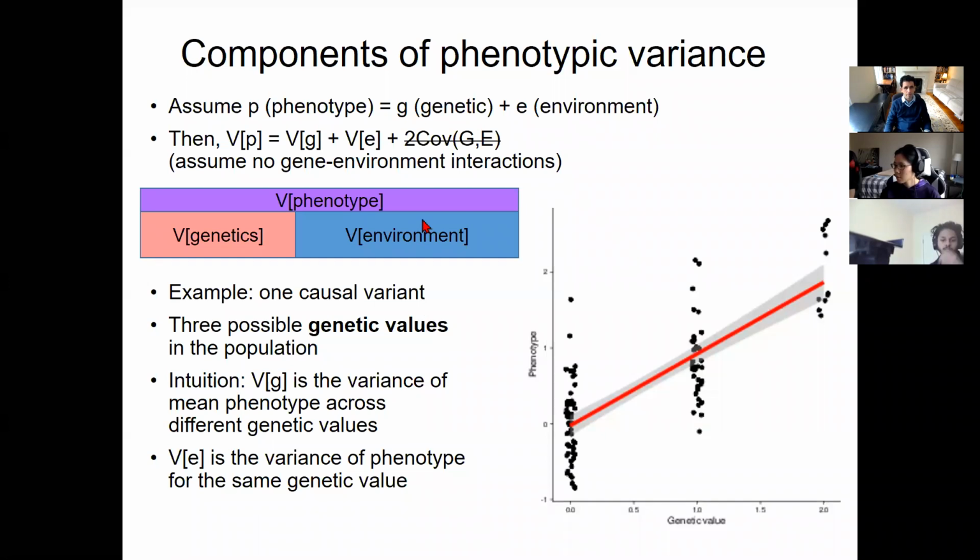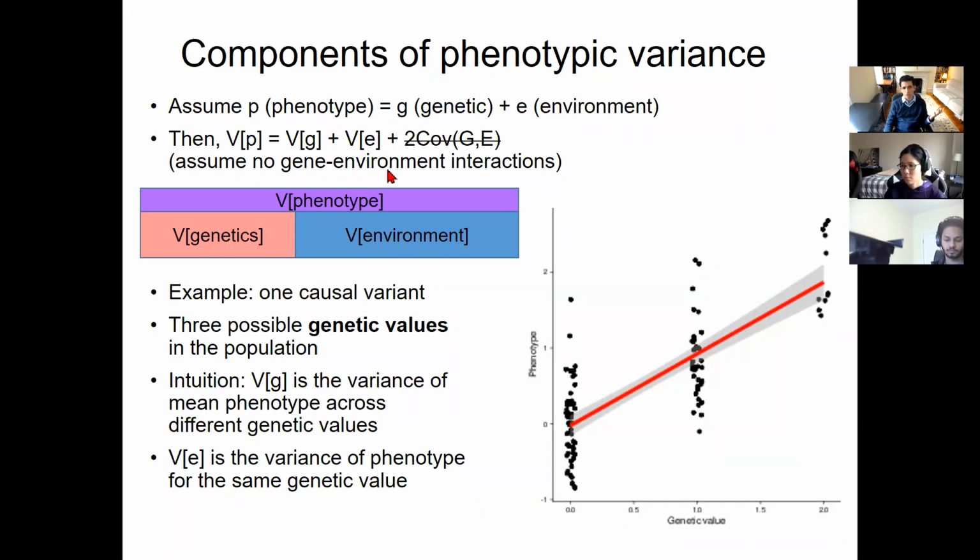Let's think about the components of phenotypic variation. So we're going to basically assume that the phenotype P is a function of your genetics, G, and your environment, E. And that the variation in P, the variation in phenotype, is related to your variation in genetics and variation in environment between individuals, and also the covariance between G and E, but which we're now going to ignore.